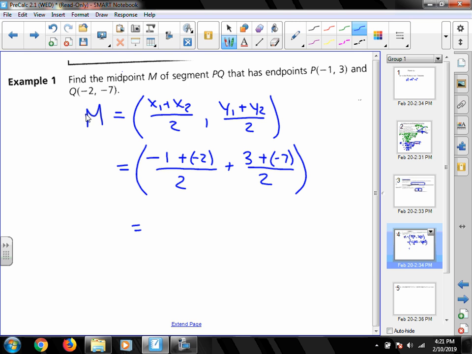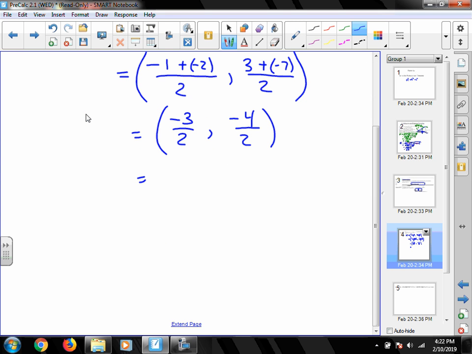-1 plus 2 is going to give me a 1 over 2, and I don't know how that got changed to an addition sign. It should be a comma. 3 plus -7 is -4 divided by 2. As always, if it divides out evenly, great, you can divide that out. If not, you can leave it as fractions. Remember, fractions are friends. So I'm going to get a half, and -4 divided by 2 is going to give me a -2. That is going to be the midpoint of those 2 points. So halfway in between there.